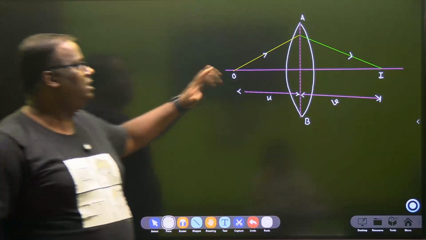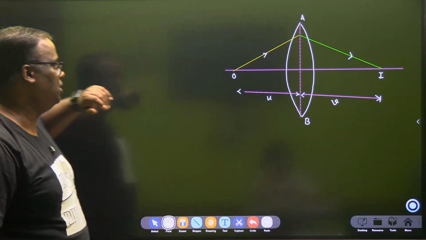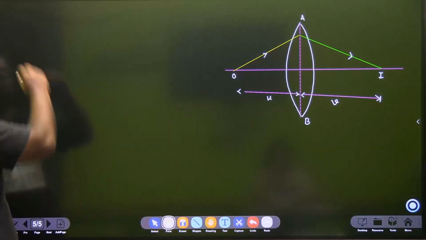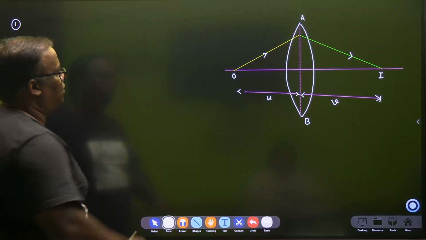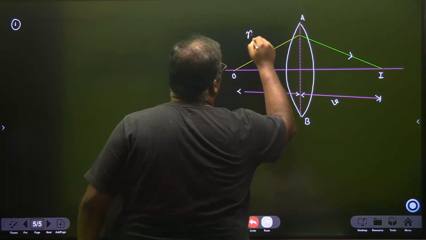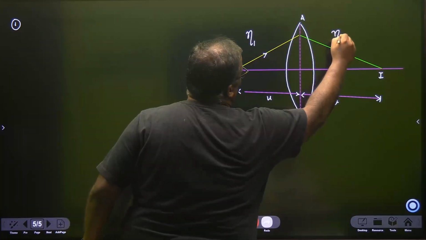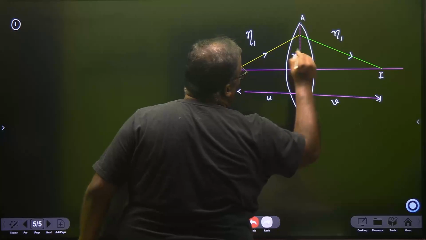Now, how to understand this particular image formation? We will break this up into 2 cases. The first case would be the first spherical surface, okay? Remember, children, this is eta 1, this is eta 1, everything inside is eta 2 now.